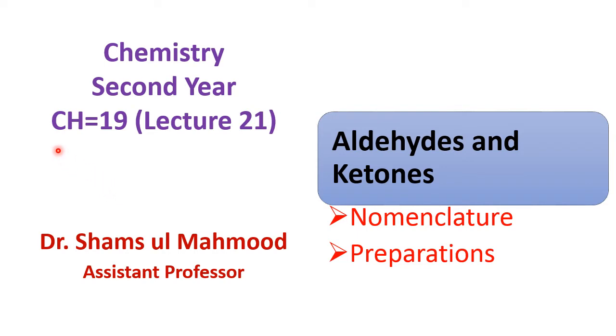Dear students, today we are going to start a very important chapter of the second year chemistry, which is chapter number 19, and that is about the aldehydes and ketones. In this lecture, I will discuss the nomenclature of the aldehydes and ketones, and then we will discuss the various methods for their preparations.